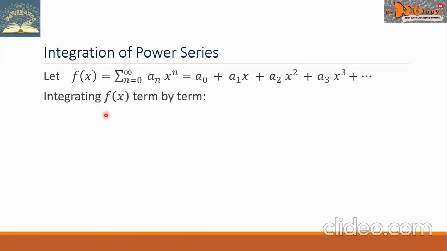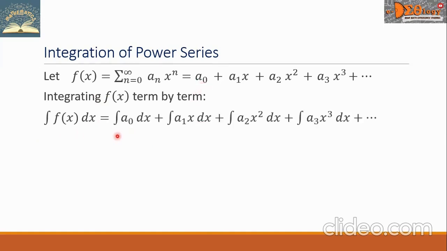Now we will integrate f of x term by term. We can show that this is the integral of f of x dx. Integrating term by term, this a sub 0 now becomes the integral of a sub 0 dx, plus the next term, the integral of a sub 1 times x dx, plus the integral of a sub 2 times x squared dx, plus the integral of a sub 3 times x cubed dx, plus and so on.